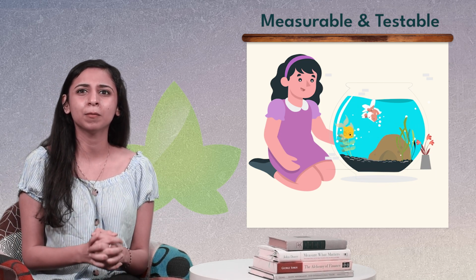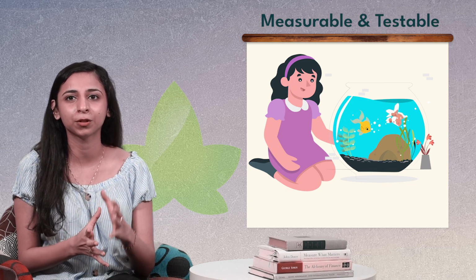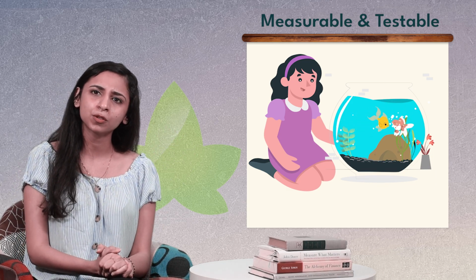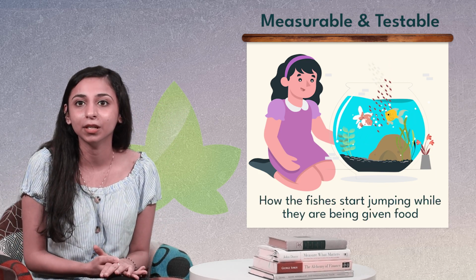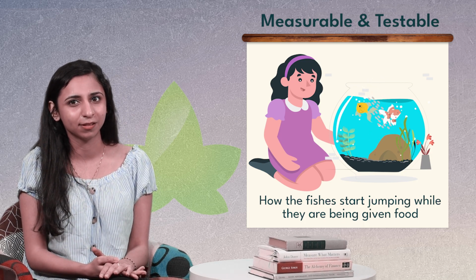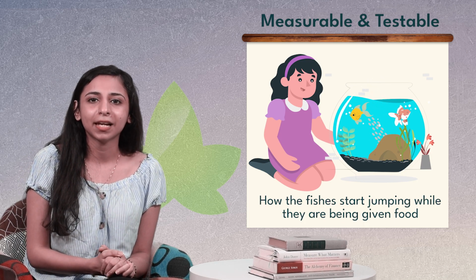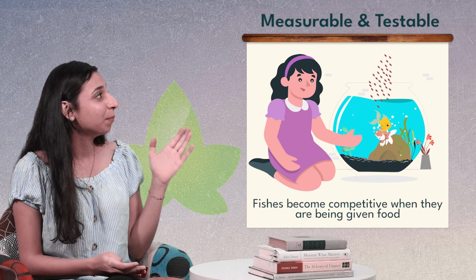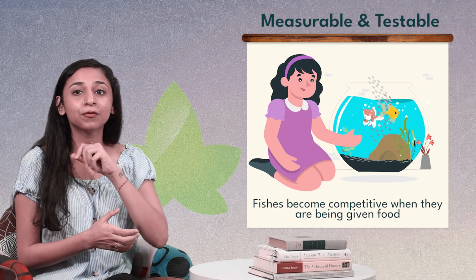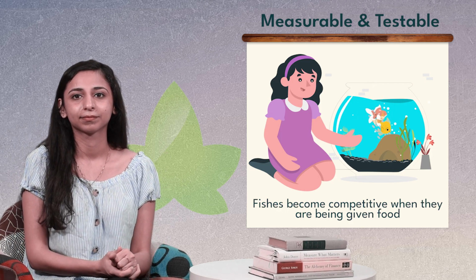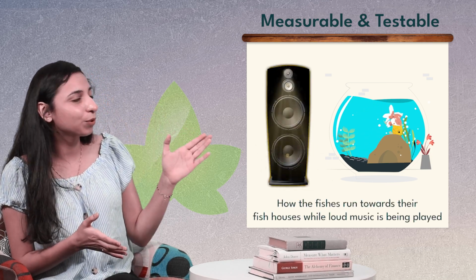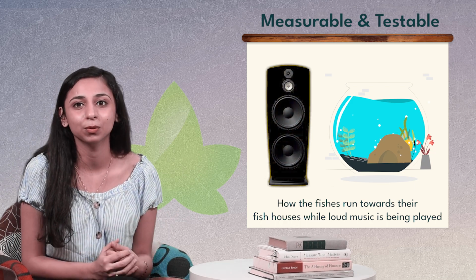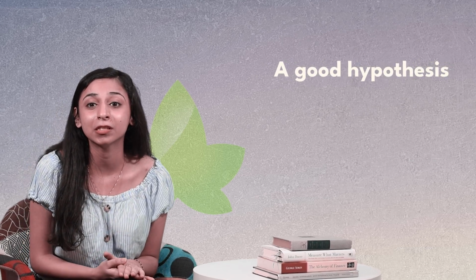Let's see what could be the possible hypothesis that we can formulate on the basis of this setting. So the first one could be how the fishes start jumping when they are given food in the aquarium. This could be a good hypothesis to test, right? The second one could be how the fishes become really competitive when they are given food in the aquarium. And the third one could be how all these fishes run to their fish houses when they listen to loud music. Testable, right?